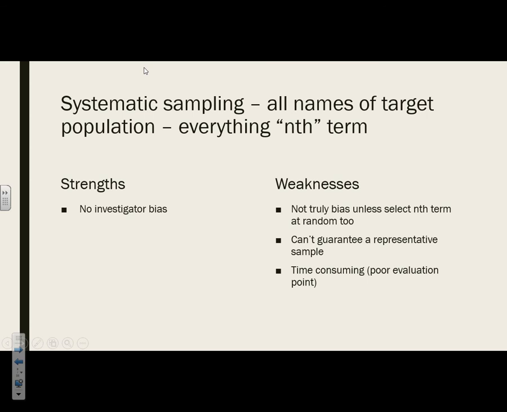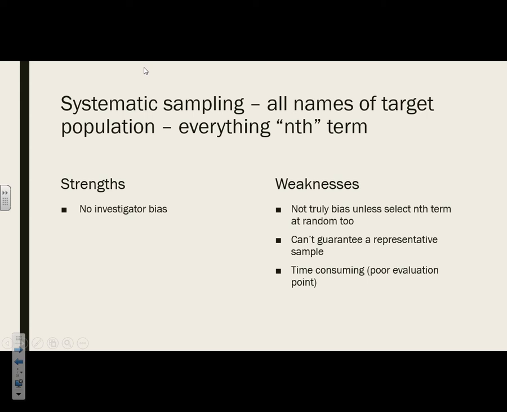Systematic sampling: all names of the target population. So you get the names of every single person from the target population, all of the pregnant women, all of the A-level students, all teachers, whatever it might be, and then you select from the list every nth term, so every 5th person, every 100th person, every 2nd person, whatever it might be. Strengths: no investigator bias, they can't influence it anyway.